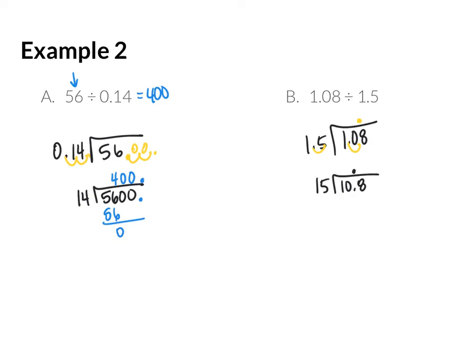And I know that 15 can't go into 10 evenly, but it can go into 108. 15 goes into 108 7 times, and I get 105. I subtract and get 3, add a 0, bring it down, and 15 goes into 30 twice. So my final answer is this goes in 72 hundredths times.